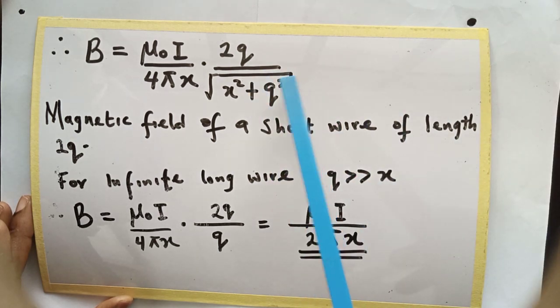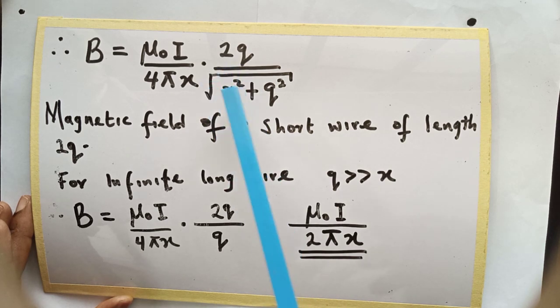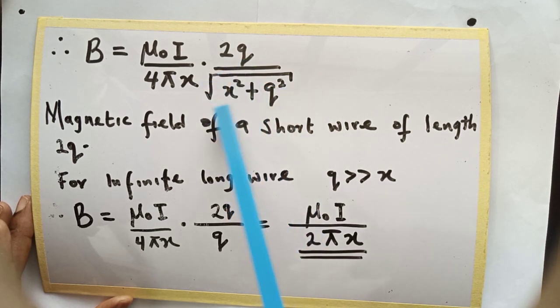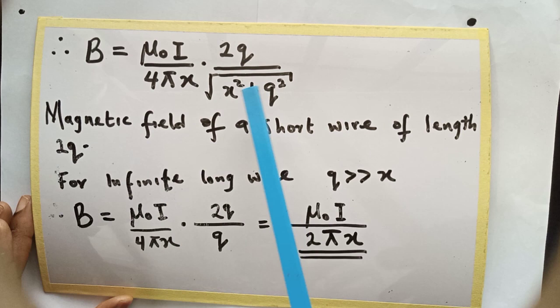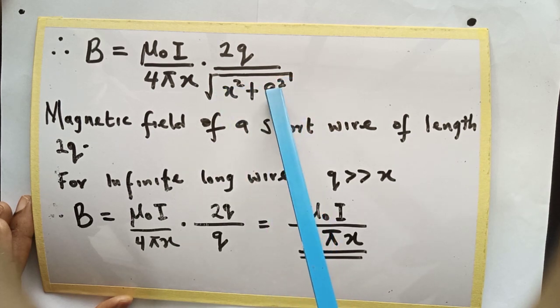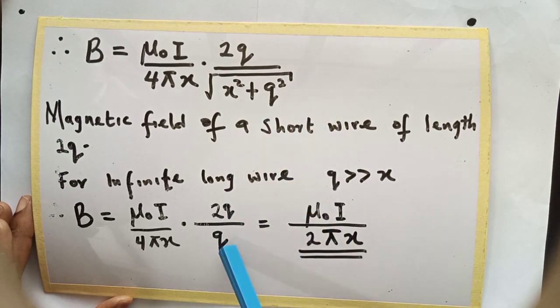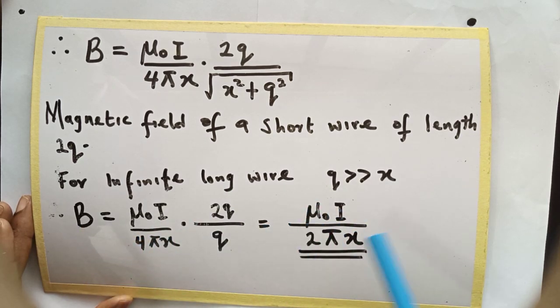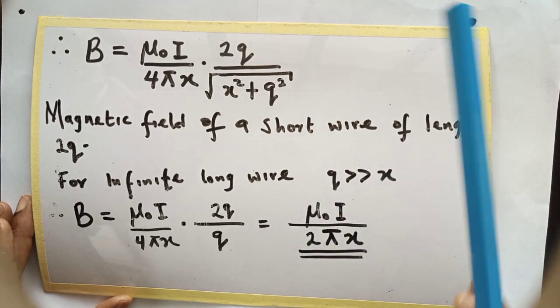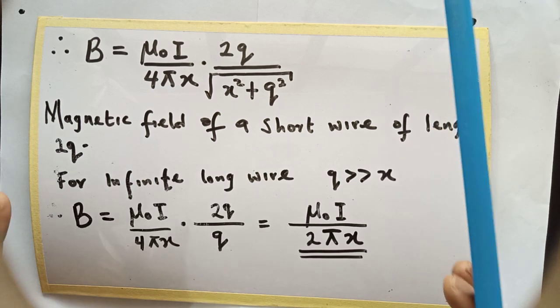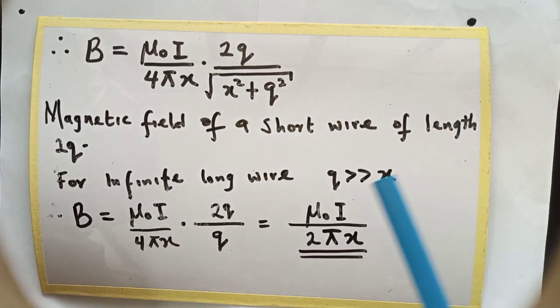Now if we consider an infinitely long wire where q is far greater than x, in that case q is assumed to be far greater than this. When you add this one to this, it is insignificant. So if you add this to this, it still gives us q squared. So if you take the square root of q squared, it gives you q, which is this q. So q takes care of this q, leaving 2. 2 takes care of 2, leaving 2. So our final b is equal to mu naught I all over 2 pi x. This is now the magnetic field at any point away from an infinitely long wire.